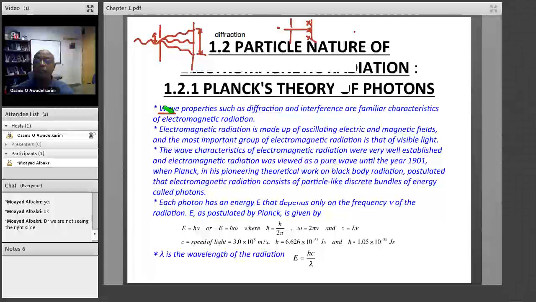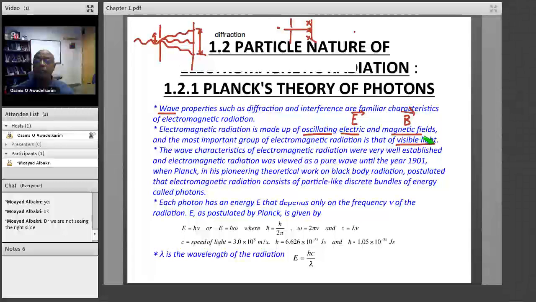Electromagnetic radiation is made up of oscillating electric and magnetic fields. So you have an electric field, E vector, and a magnetic field, B. And they oscillate, they wave. And the most important group of electromagnetic radiation is visible light. Light is an electromagnetic radiation.